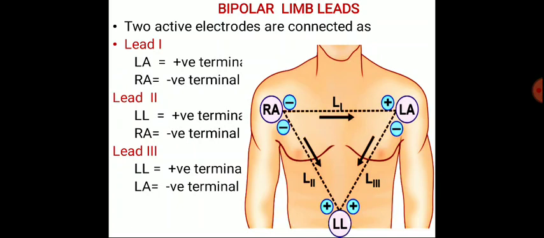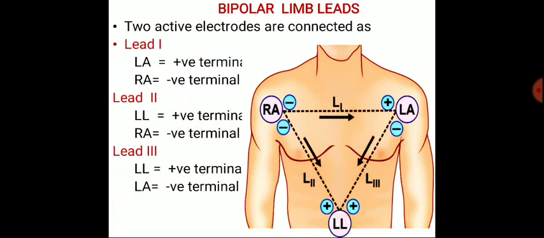Now, bipolar limb leads. In bipolar recording, both the electrodes are active, and one of the active electrodes is connected to the negative terminal of the ECG machine and the other to the positive terminal.